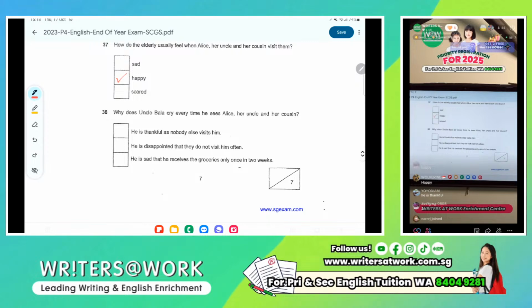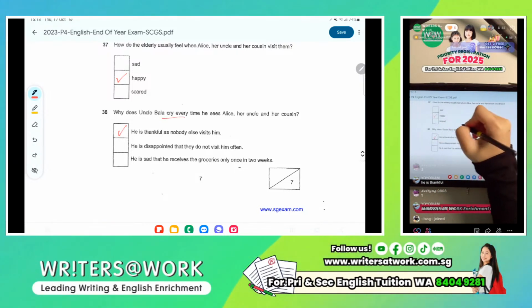Is it number 3? He is sad that he receives the groceries only once in 2 weeks. Is it because he is sad that is why he cries? Okay, Yo-Yo Them says that he is thankful. You are very sure of your answer, Yo-Yo Them. That is very good. Okay, being confident. Right, yes. He is thankful, right? So he is touched. So this is actually tears of joy.